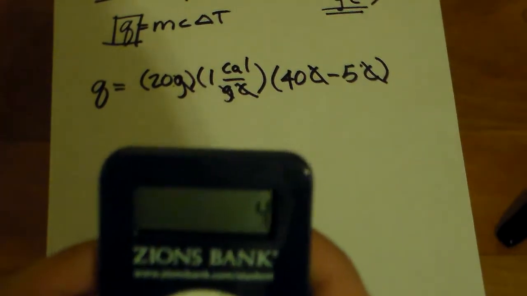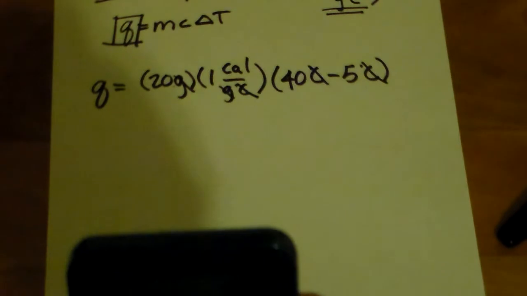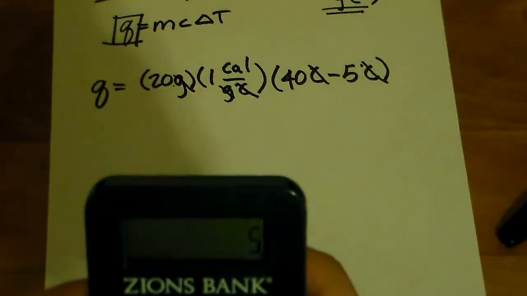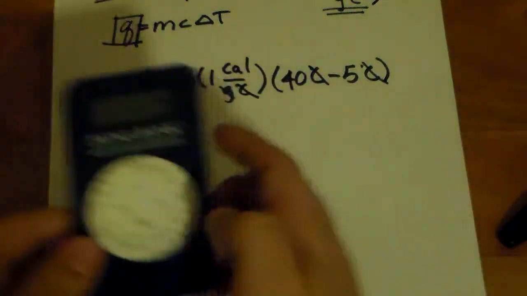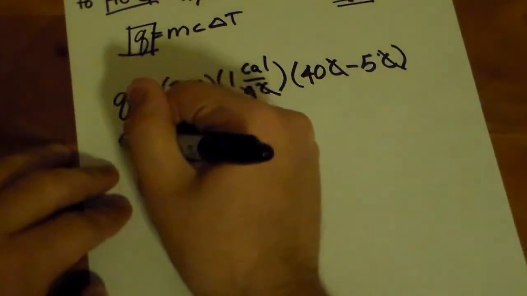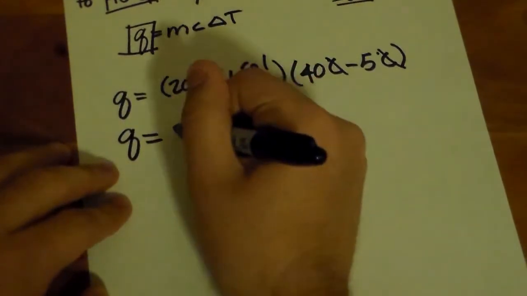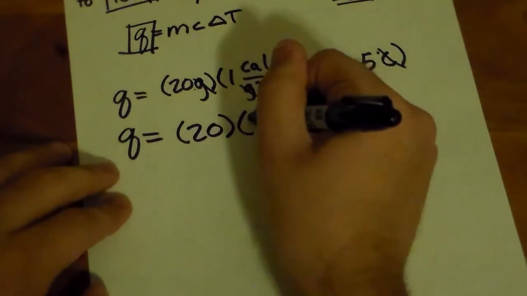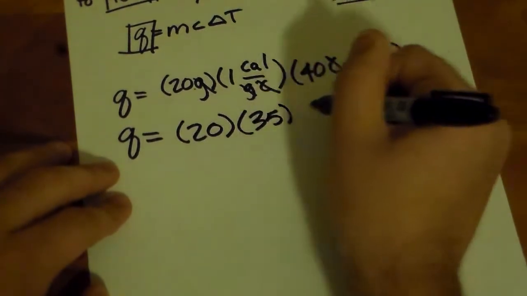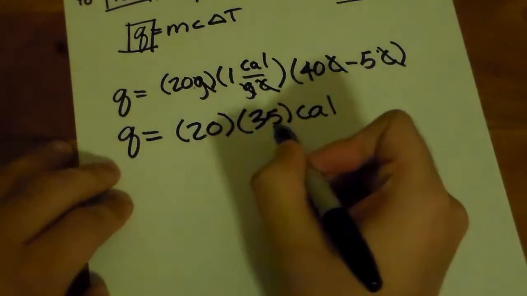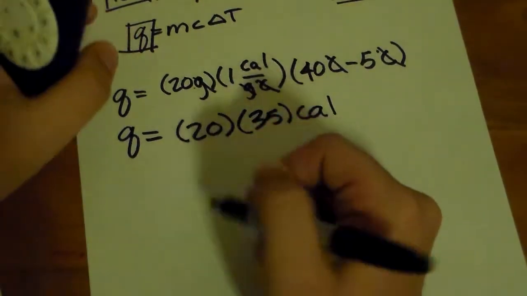So it's going to be 40 minus 5. We all know that it's going to be 35, so what we can do is just do Q equals 20 times 35 calories. So we want to multiply 20 by 35.